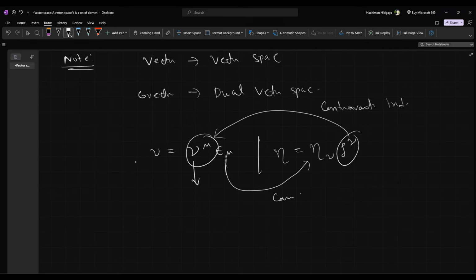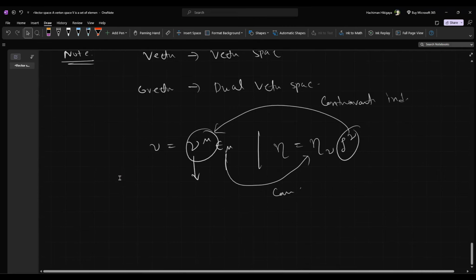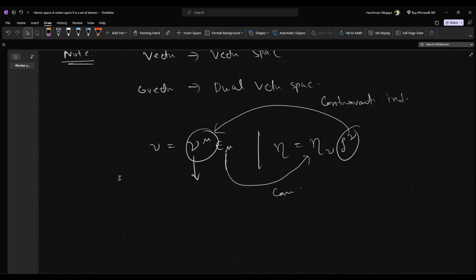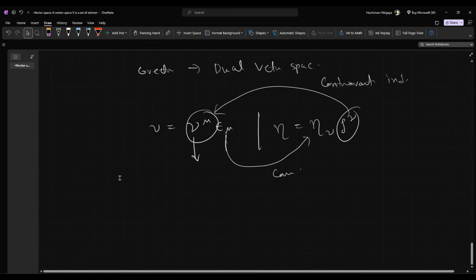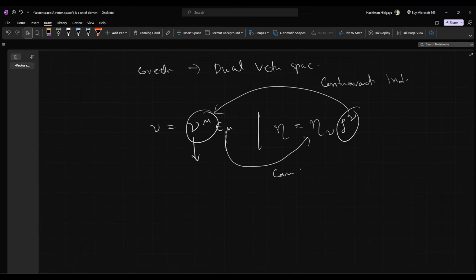Basically, components of vectors have contravariant indices, and components of covectors have covariant indices. Most of the books on mathematical physics use this convention, so we will also use this convention from now on throughout the whole series. Thank you. In the next lecture, we'll talk briefly about differentiable manifolds.